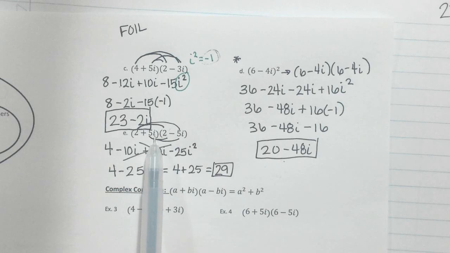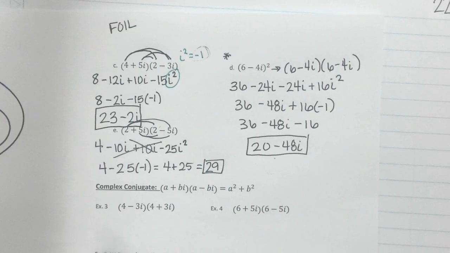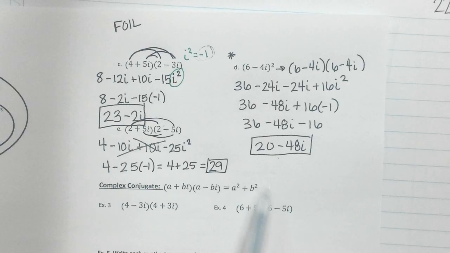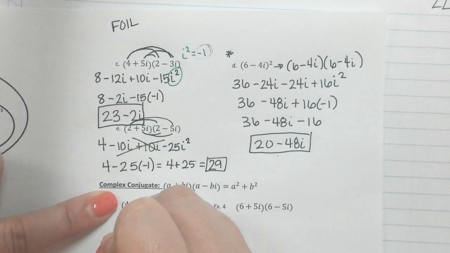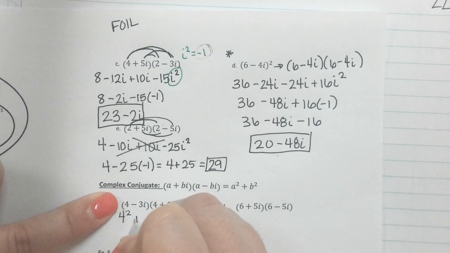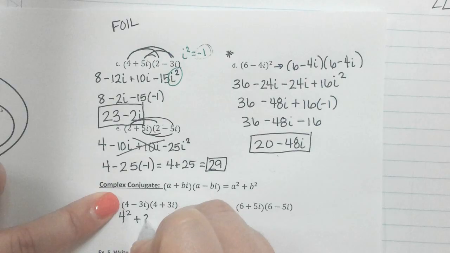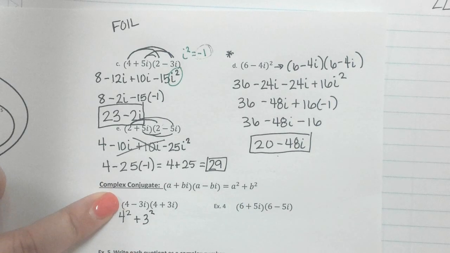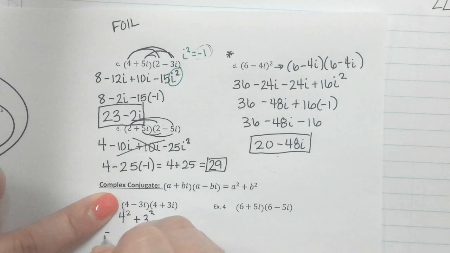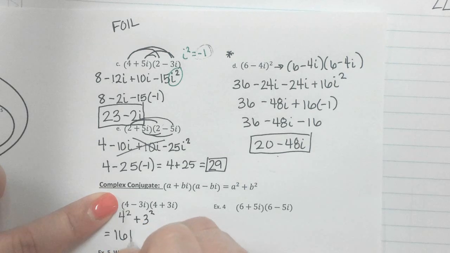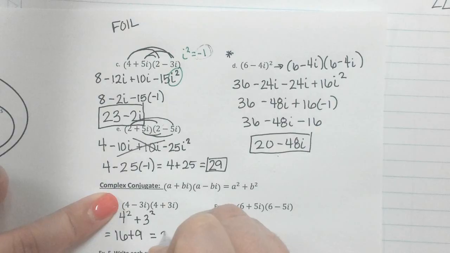Right? So when we notice complex conjugates, all we have to do is really take the a squared plus the b squared. So here the a squared is 4 plus the b squared, which is 3 squared, so that would make 16 plus 9. So this one would end up being 25.